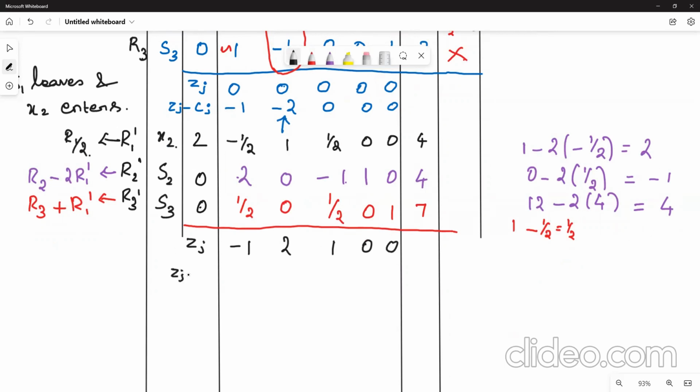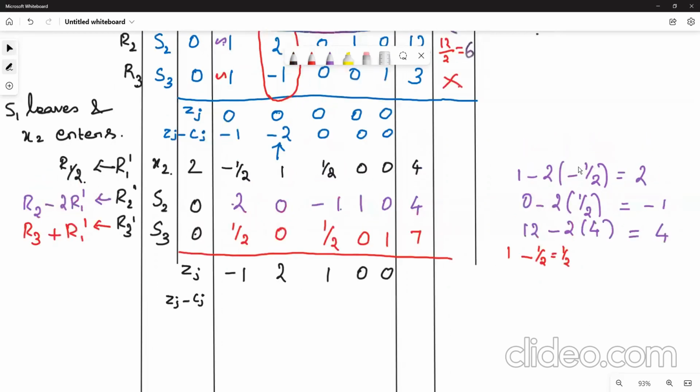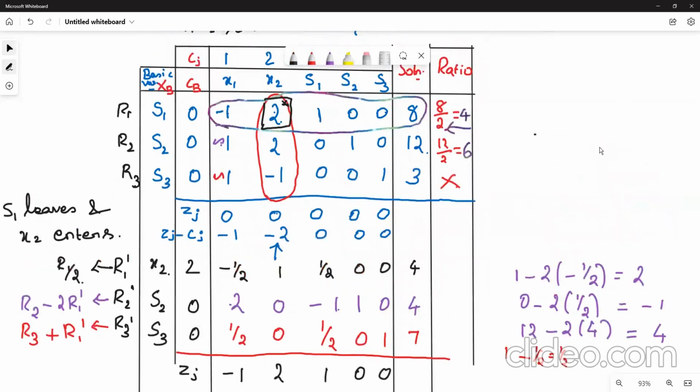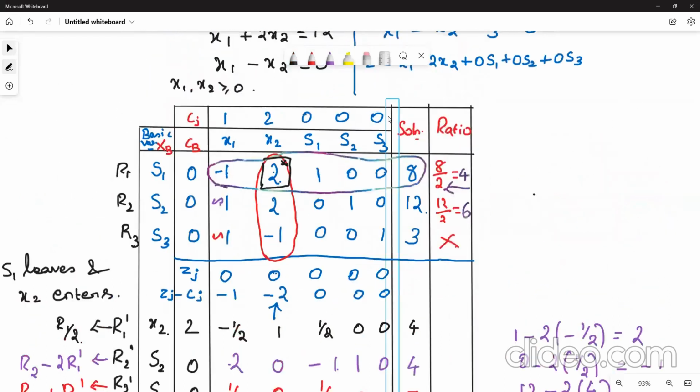Next is Zj minus Cj. Cj is nothing but the value on the top, which we use throughout the simplex table. So the Zj value we have found now, we have to subtract the Cj value, which is on the top.